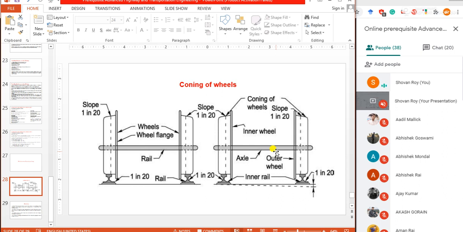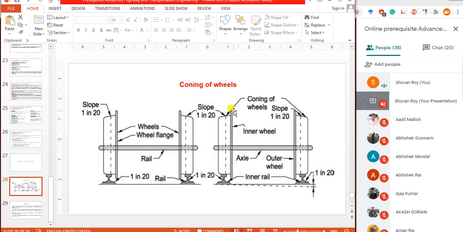Due to the resistance caused by the sliding, any further side movement is prevented. If there is no coning, the side movement would have continued and the flange of the wheel would have come in contact with the side of the rail. This is the flange, this darkened portion is the flange. The flange would have come into contact with the side of the rail, causing jars and making the ride uncomfortable.